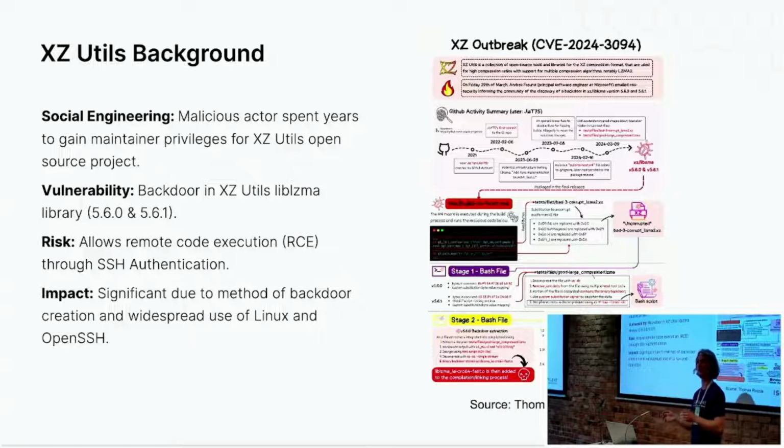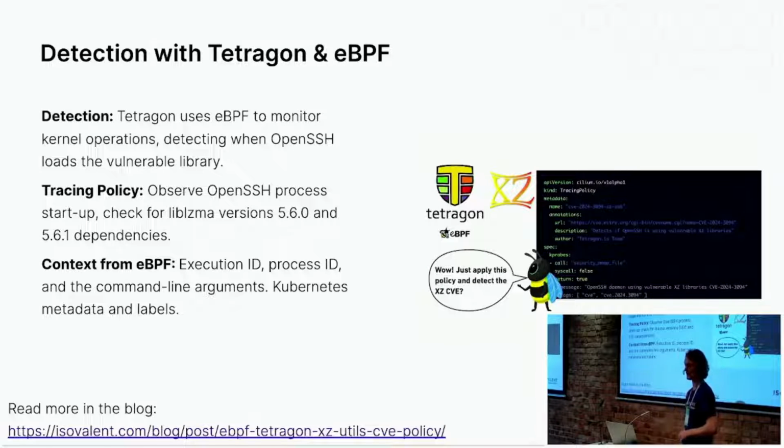Because liblzma is used quite frequently as a software dependency in quite a few different applications, it's really just waiting and listening for this OpenSSH dependency in certain conditions around x86 or x64 distros. So really interesting stuff. But what I want to talk about is how Tetragon and eBPF come in.